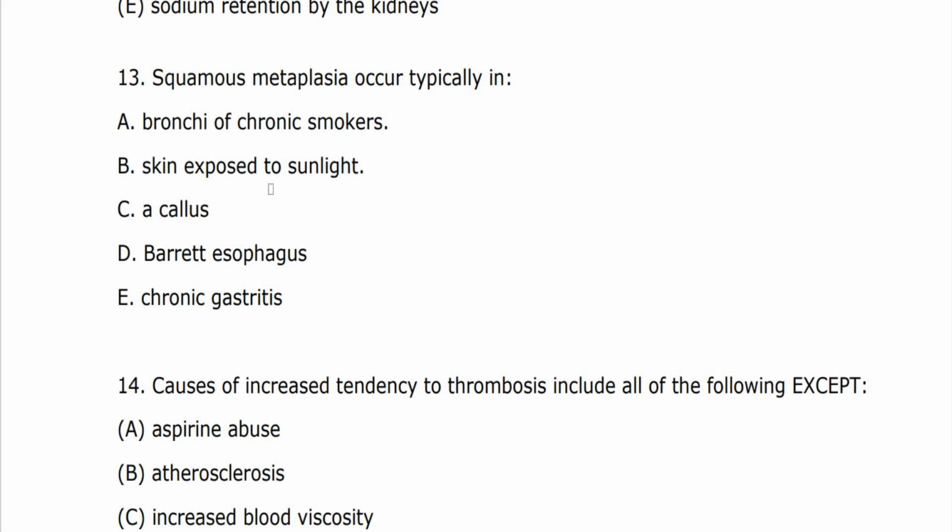Then a callus is just newly formed bone. Barrett esophagus, the squamous esophageal mucosa turned to intestinal columnar cells. So that is actually columnar metaplasia. Then chronic gastritis does not lead to squamous metaplasia. So we're left with option A. So our answer.